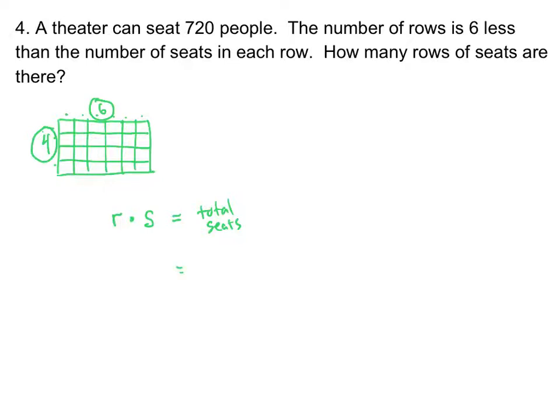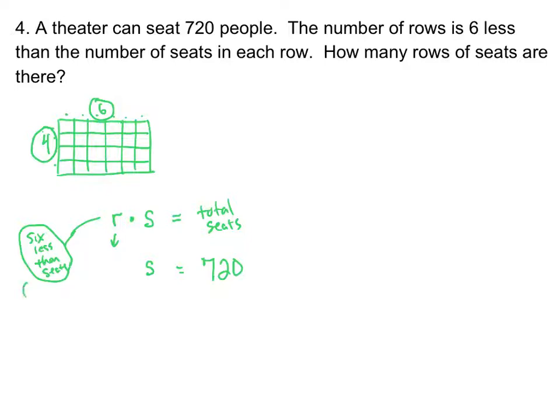We know that the total number of seats is 720. And we know that the number of rows is 6 less than the number of seats in each row. So we could just let the seats be S, and then the rows is 6 less than the seats.